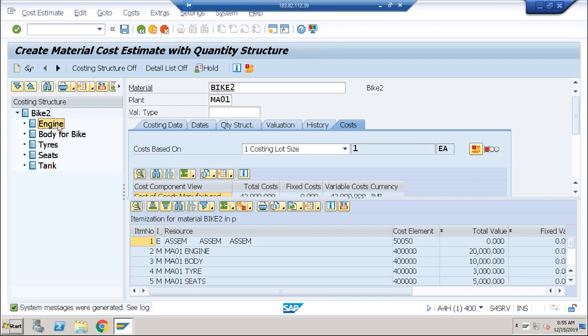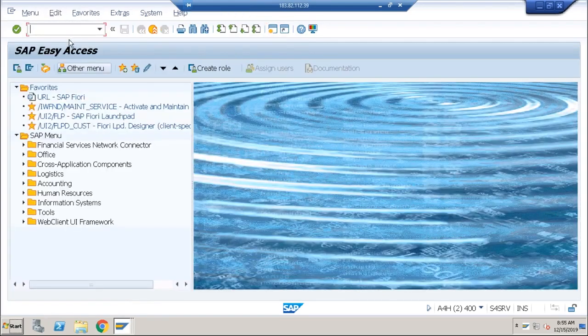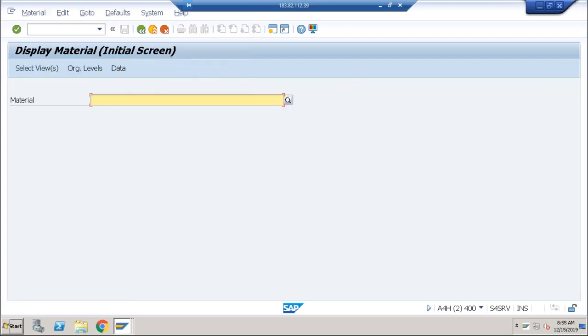Correct. Yeah. So now if you see, where is the engine cost? 20,000 is the cost of engine. Can you see this? 20,000 is the cost of engine, which is automatically derived for you in this particular screen when I'm doing the cost calculation. But if you go to the material master, if you go to MM03, because this particular engine is already available in my stock.